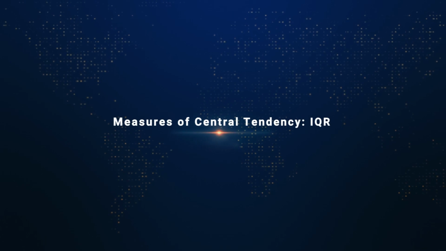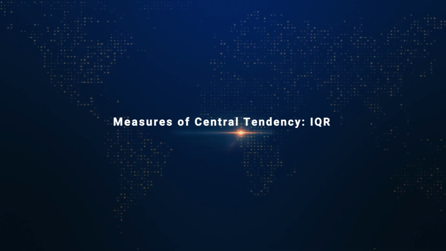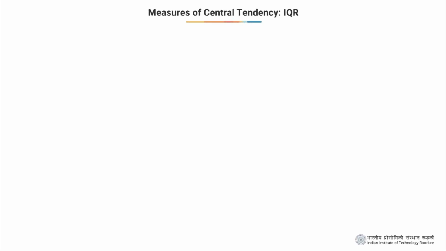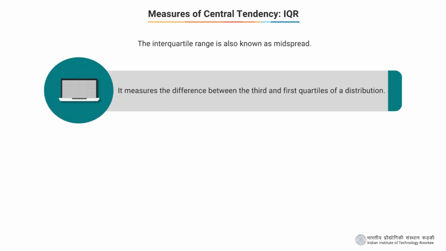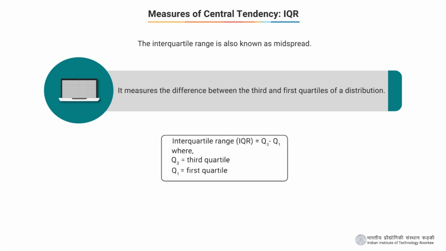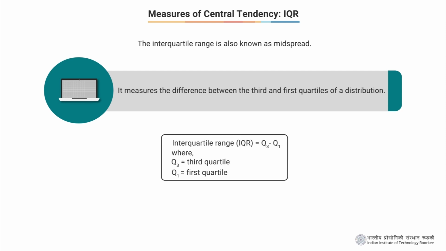Our next topic is the IQR, interquartile range. Our final and a very important measure is the interquartile range, also called the mid-spread. It measures the difference in the center of the distribution between the third and first quartiles. The formula for interquartile range is equal to Q3 minus Q1, where Q3 represents the third quartile and Q1 represents the first quartile.